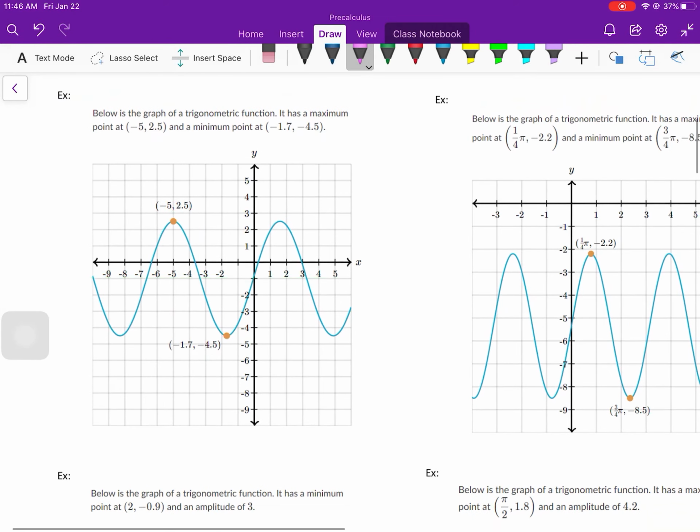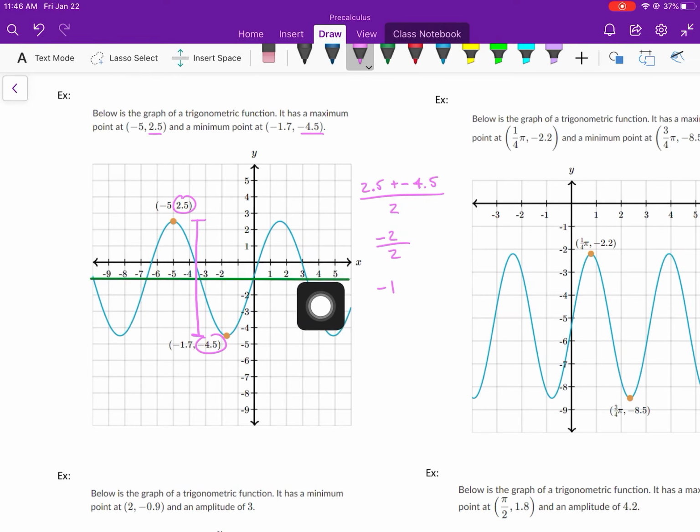And so negative 2.5 minus 4.5, I think that's going to be negative 2 over 2, which gives us negative 1. And actually, that's right where I drew it, which seems to be right in the middle. So that worked pretty good, right? So y equals negative 1 is your answer. So that's if they give us the top and they give us the bottom. Just like over here, you're going to do the same thing with negative 2.2 and negative 8.5.